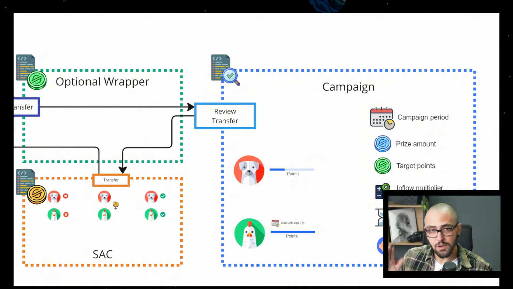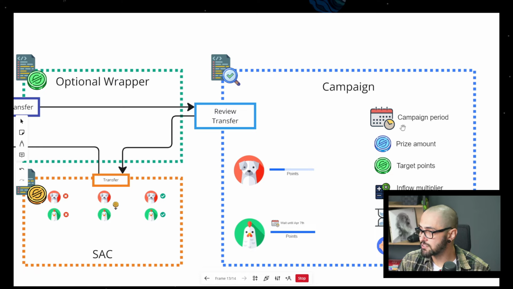So during these 3 months, if someone uses the wrapper and goes through the campaign, they're going to be getting points and be able to get the prize. Once this period is reached, the campaign will just pass through and won't award any points or give any prizes.